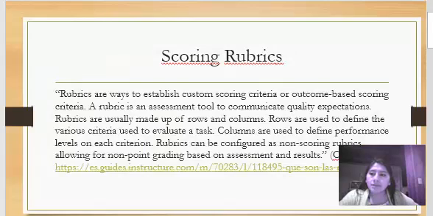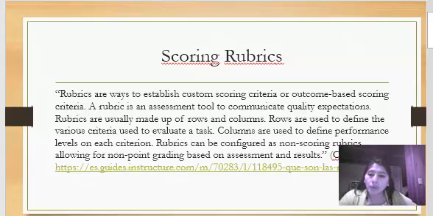The first part is a concept, scoring rubrics. Rubrics are ways to establish custom scoring criteria or outcome-based scoring criteria. A rubric is an assessment tool to communicate quality expectations. Rubrics are usually made up of rows and columns. Rows are used to define the various criteria used to evaluate a task. Columns are used to define performance levels on each criteria.